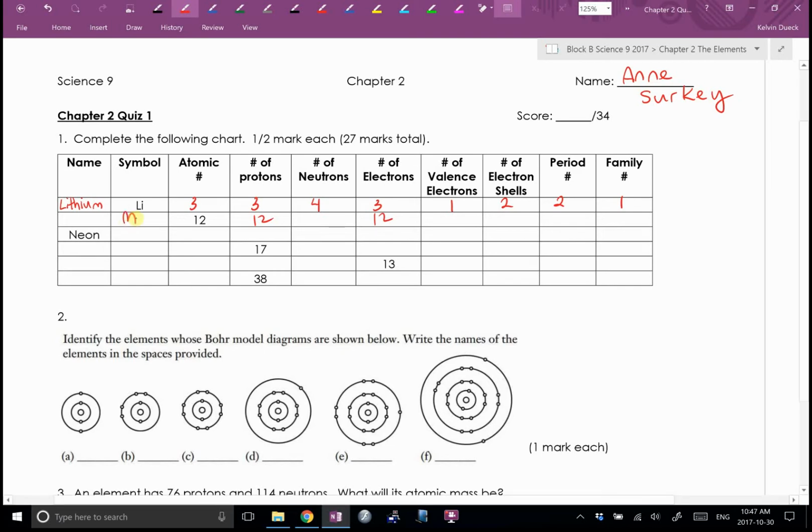So symbol, I always get magnesium and manganese mixed up. Manganese is element 25. I always have to look. Mg, and the word magnesium gets smooshed into there. I know it's hard to see.